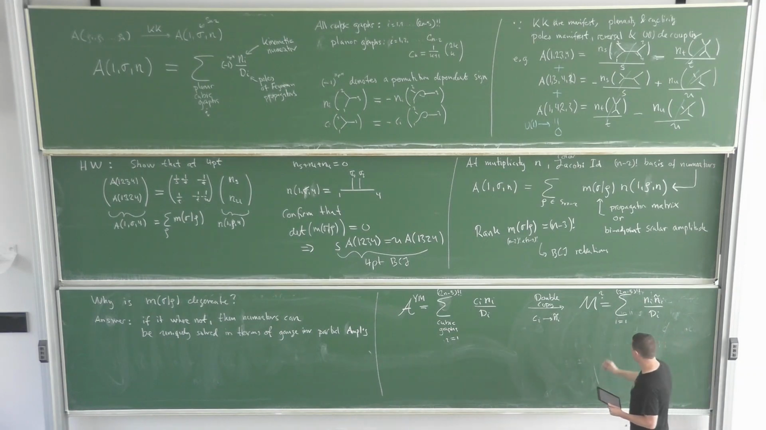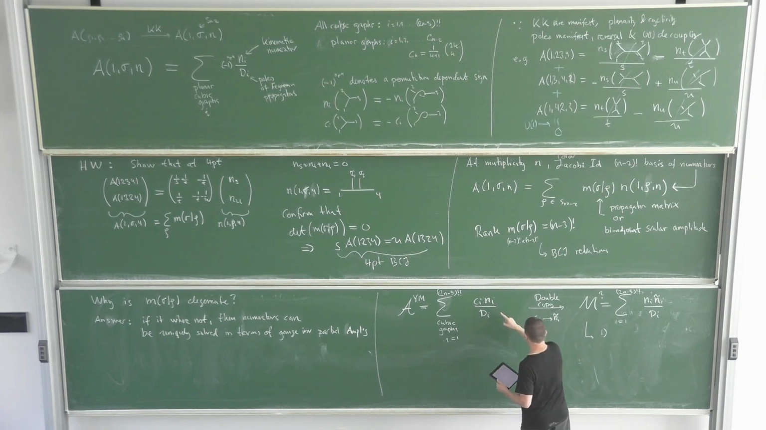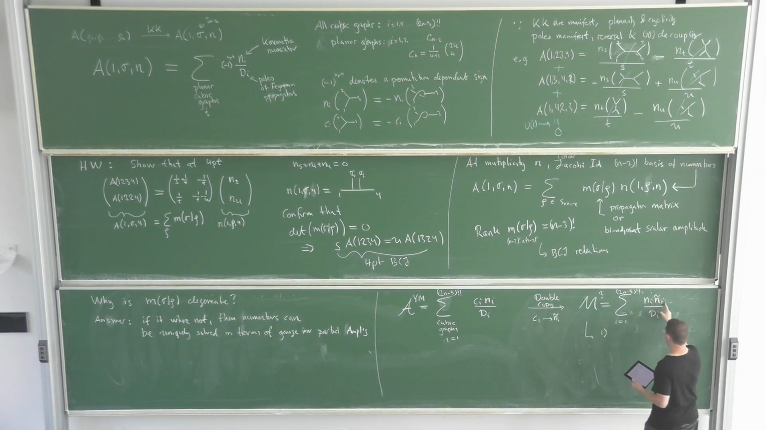The additional properties that this has: first of all, if this is a gauge theory, which it is in Yang-Mills, we will have polarization vectors. This will be a function of polarization vectors. Here we'll have two copies of polarization vectors. So we will have spin 2 polarizations.